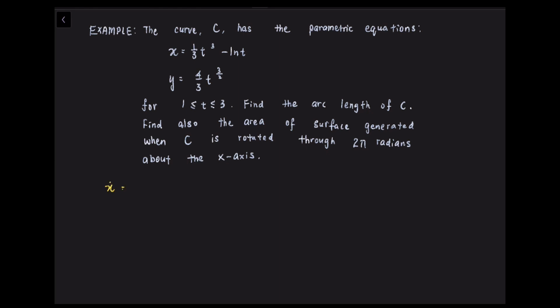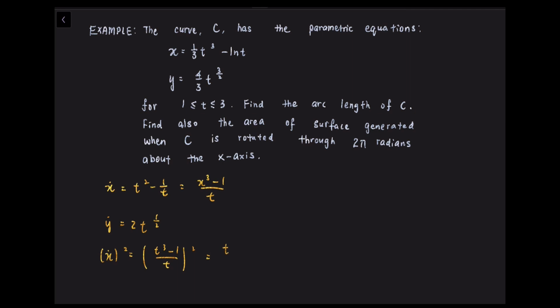So you have to try the arc length yourself, and I'm going to show you how to find the surface area. They are more or less the same, but the surface area is harder. We first find the derivative with respect to t. So dx/dt, or x dot, equals t squared minus 1 over t, or t cubed minus 1 over t. Then dy/dt equals 2t to the 1 over 2.